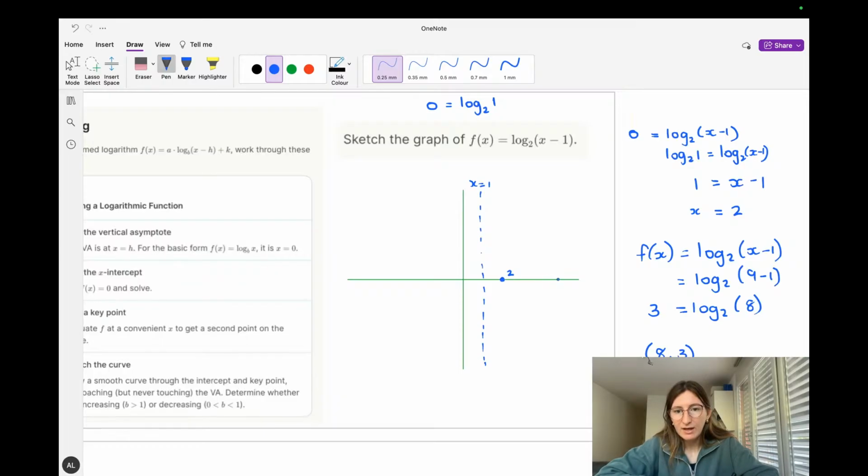All right, so we're going to have 9 somewhere here, and 3 maybe is somewhere there. And now I can draw my function. So it's coming up along that. Ooh, come on, there we go.